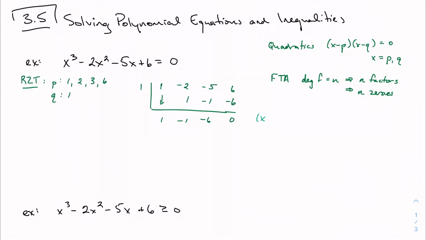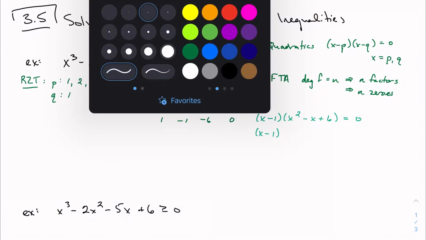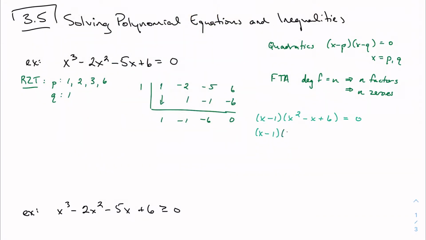So again, I like to keep track of my work as I do it on the side. So I'm left with x squared minus x plus 6. And if you remember from fundamental theorem of algebra, we do this algorithm with division until I get to something quadratic because I know how to factor a quadratic. So this x squared minus x minus 6 is going to factor into x minus 3 and x plus 2.